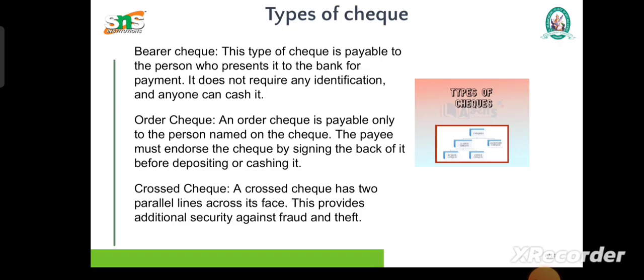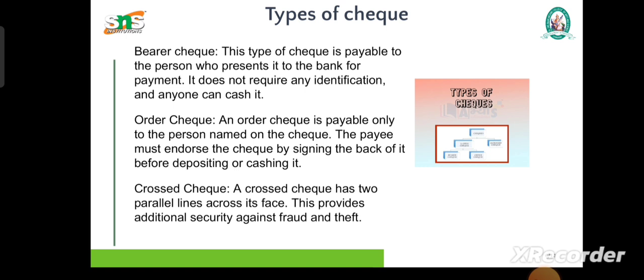Next one is types of check. First one is bearer check. This type of check is payable to the person who presents it at the bank for payment. It does not require any identification and anyone can cash it. Second one is order check. An order check is payable only to the person named on the check. The payee must endorse the check by signing the back of it before depositing or cashing it.